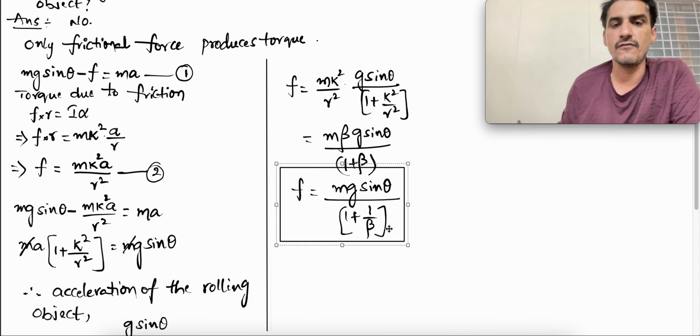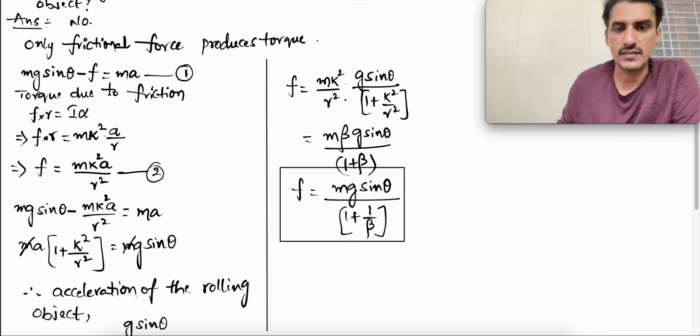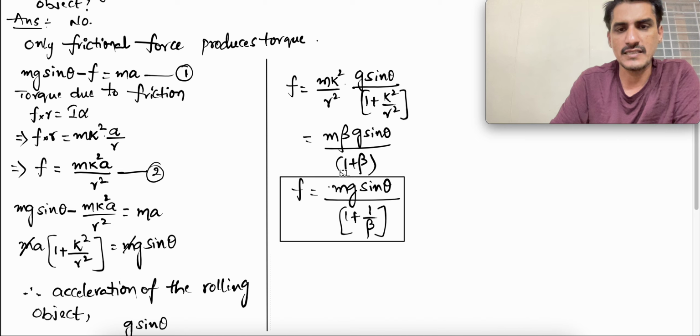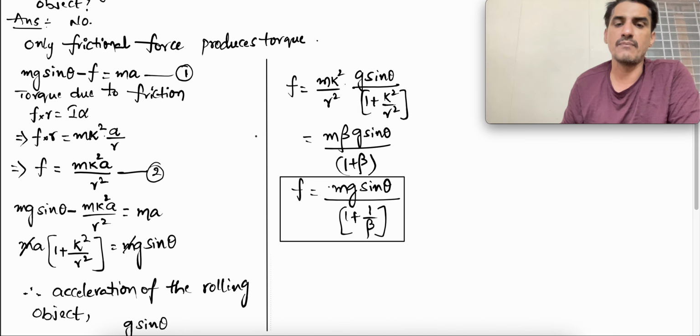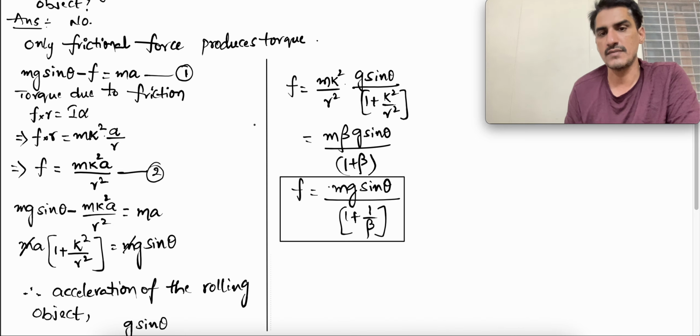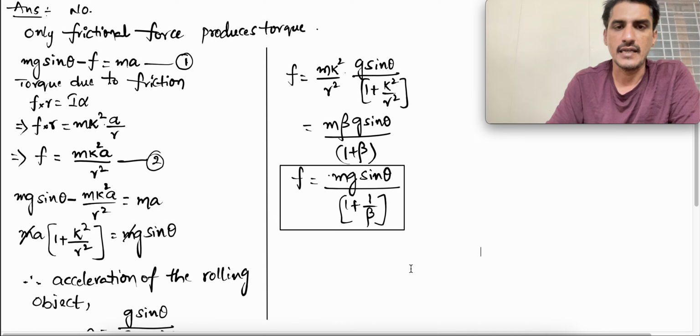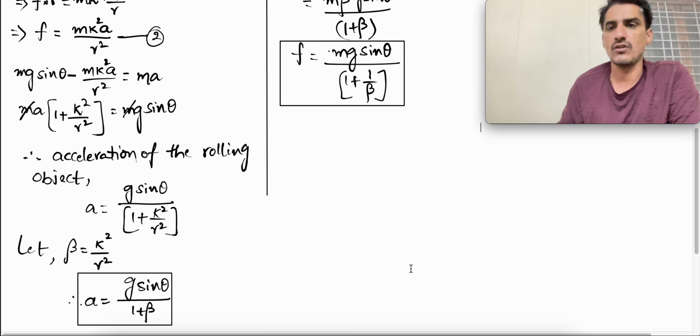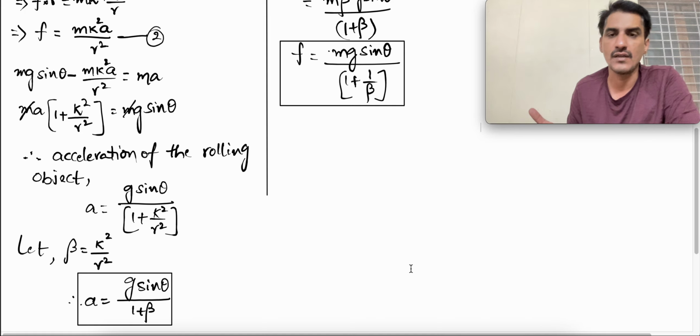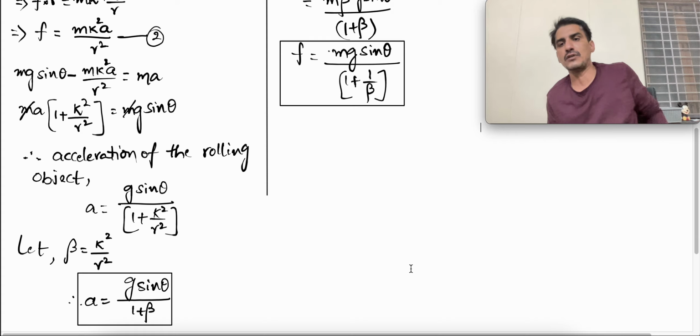What is the formula for frictional force here? mg sin theta divided by 1 plus 1 by beta. This is the frictional force. Now let us discuss the next thing. What about velocity? What about kinetic energy and everything? If we want to discuss velocity, it is quite simple to understand.